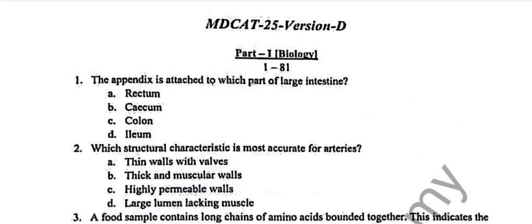The appendix is attached to which part of large intestine? A. Rectum. B. Caecum. C. Colon. D. Ileum. And the correct option is B. Caecum. The appendix is attached to caecum part of the large intestine. The vermiform appendix is just a narrow blind tube attached to the caecum just below the ileocecal junction.